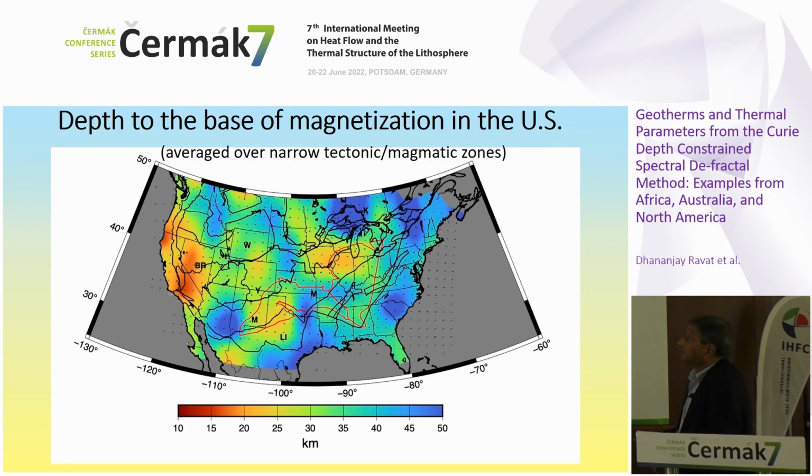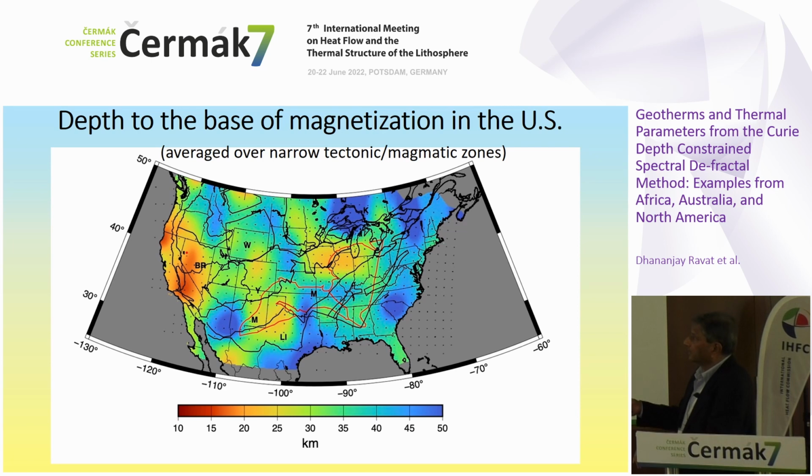So these are the base of magnetization estimates in the US from that corrected data. And you can see that the western US has a shallower base of magnetization, as one might expect. Now remember, these are coming from fairly large window sizes. With these fairly large window sizes, you cannot detect very narrow regions of changes in Curie depth and so on. But nonetheless, we have a better general idea of the picture.